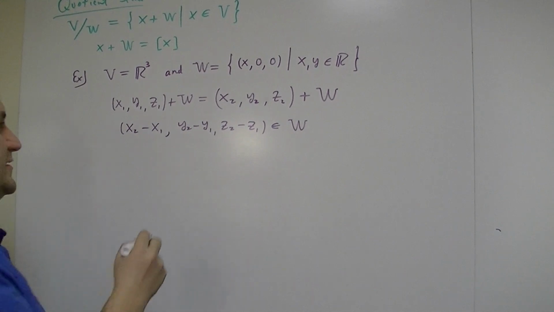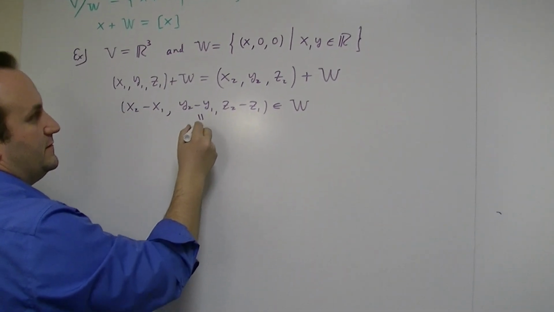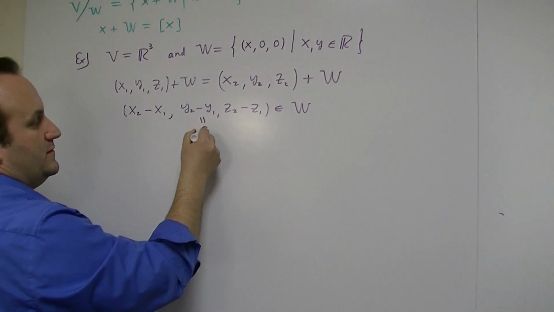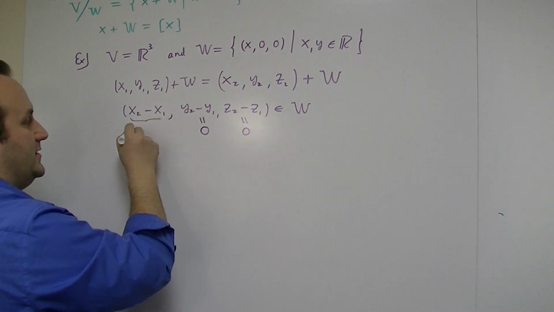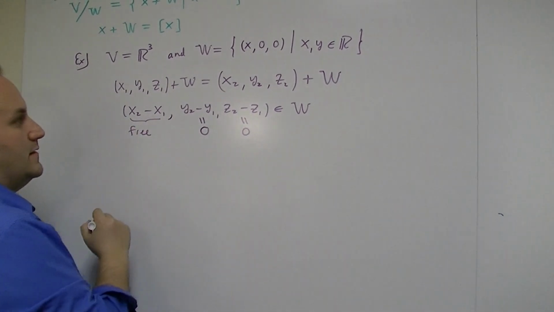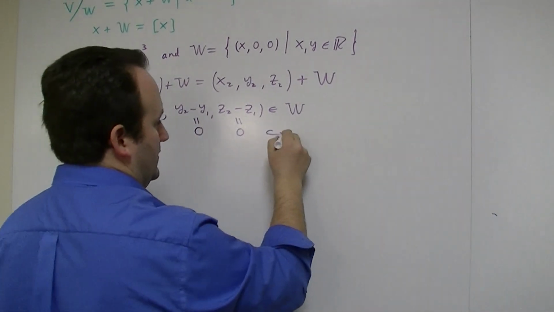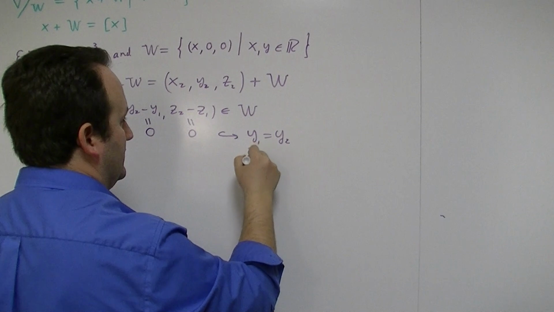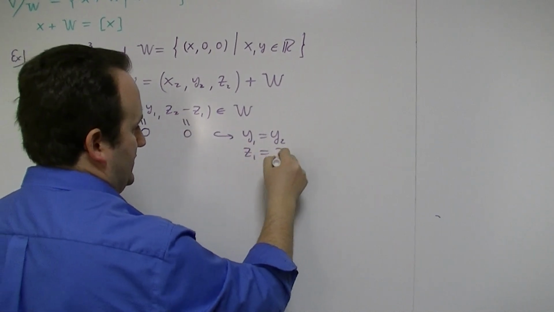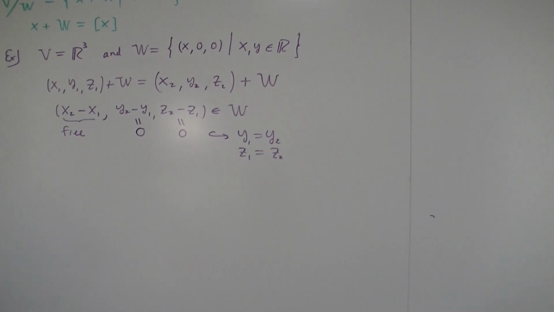And what does that mean? That means that this is what? 0. This is 0. This guy's free. So you see then that we have to have that y1 is equal to y2, and we also have that z1 is equal to z2, right? If these are the same coset.